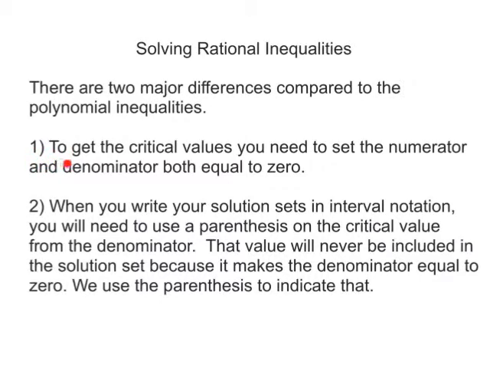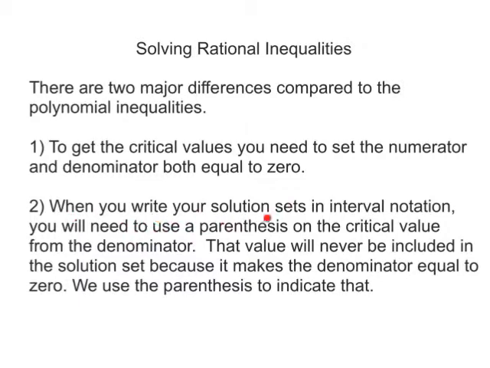The first difference is to get the critical values, you need to set the numerator and the denominator both equal to 0, okay? You may run into some problems where you have to factor the numerator or the denominator, but for the most part, these problems have a linear numerator and denominator, so it's really easy to find those critical values. The other difference is way at the end of the problem, okay?